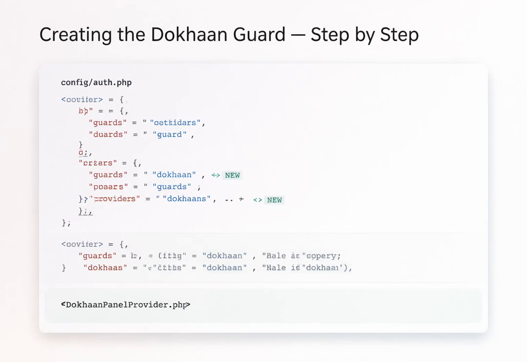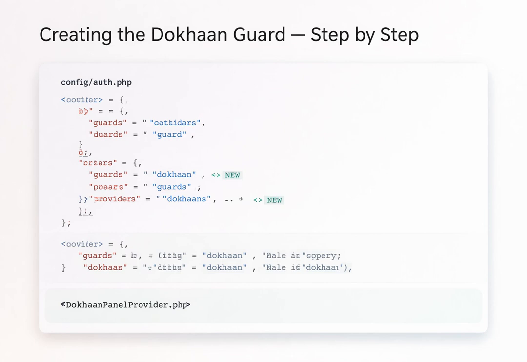Open config/auth.php. In the guards array, add a new entry called Dokan with driver set to session and provider set to Dokans. Then in the providers array, add Dokans with driver Eloquent and model pointing to the Dokan class. This tells Laravel when the Dokan guard is used, look up users in the Dokans table using the Dokan Eloquent model. Then go into your Dokan panel provider and chain the auth guard method, passing in the string Dokan. That's it. The panel now knows which guard to use, and the guard knows which table to check.